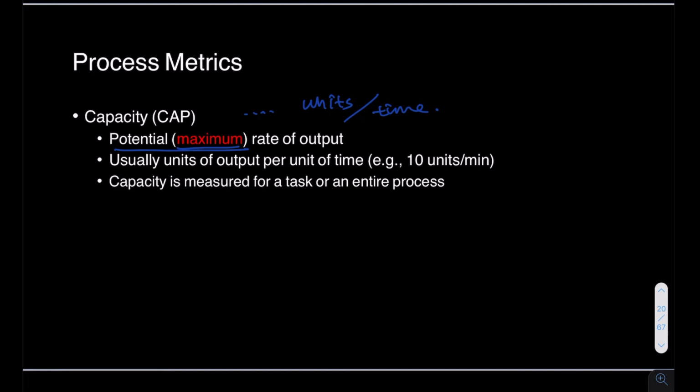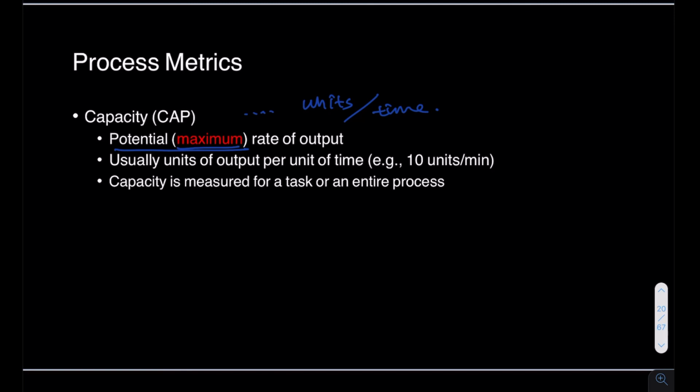But the actual output could be different from the capacity because you cannot always produce the maximum units. For example, let's say there is a machine, and if you fully use this machine, the maximum rate you can produce is, let's say, 15 units per hour. However, under certain conditions, one day you could not fully use this machine, then instead of 15 units, you may produce only 10 units per hour. So in this case, capacity means not 10 units per hour, but 15 units per hour. That is the maximum rate of output.